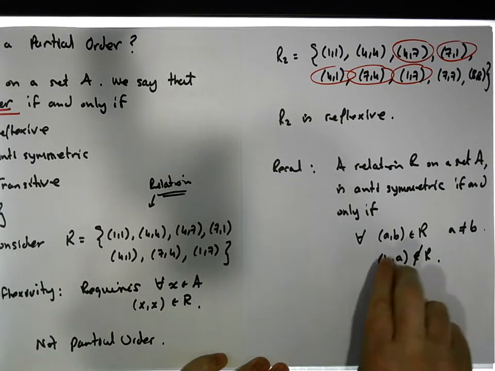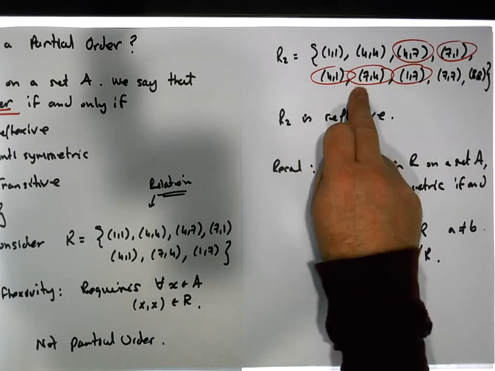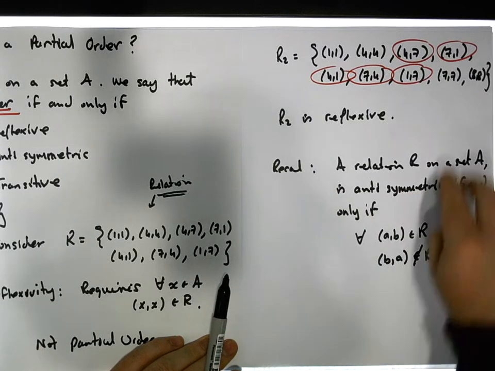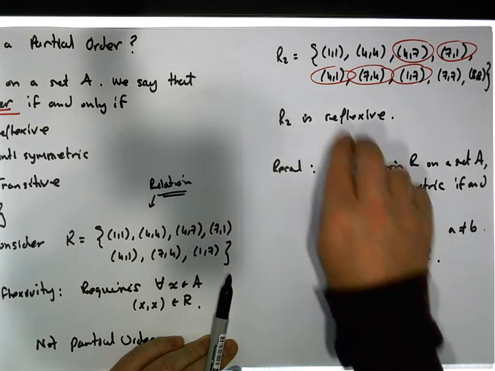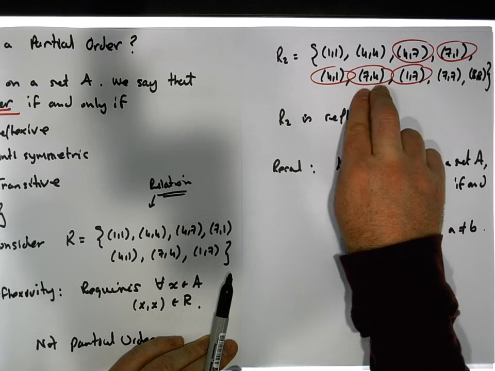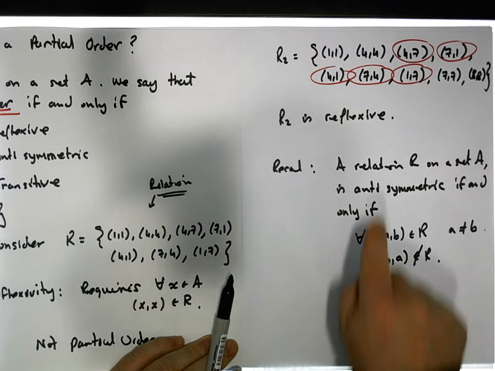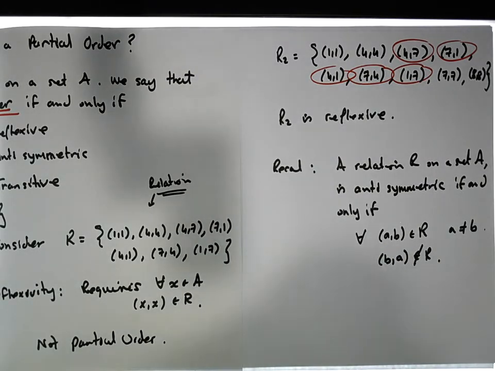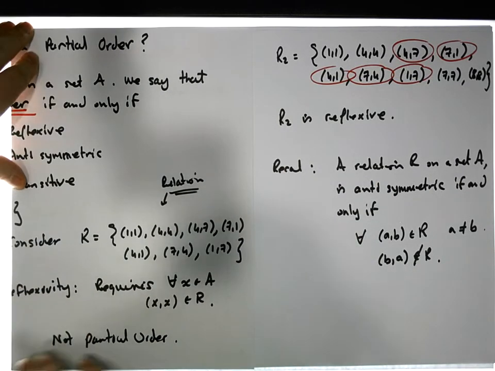And for each one of them, when I flip them, their flips cannot be in the relation, okay? So you can see 4-7, when I flip it, I get 7-4. That's in there. It shouldn't be. So already we know this is not anti-symmetric. What about 7-1? Well, when I flip it, I get 1-7. Oh, that's in there. So there's a second reason why this is not anti-symmetric. There's 4-1, when I flip it, I get 1-4. Is 1-4 in here? No, 1-4 isn't there, so it's okay on that condition. But we've got two reasons why this particular relation is not anti-symmetric so far. So albeit it's reflexive, it isn't anti-symmetric. And because it's not anti-symmetric, once again, this is not a partial order, okay?